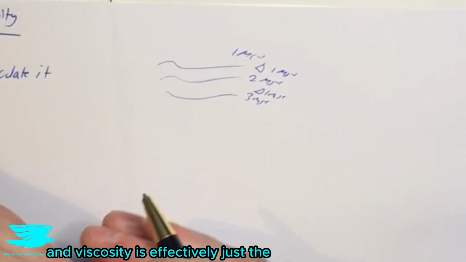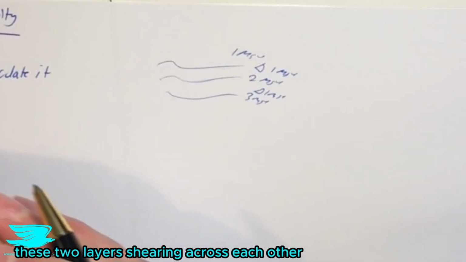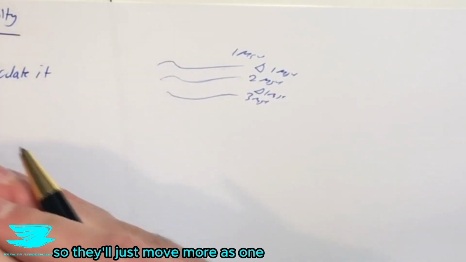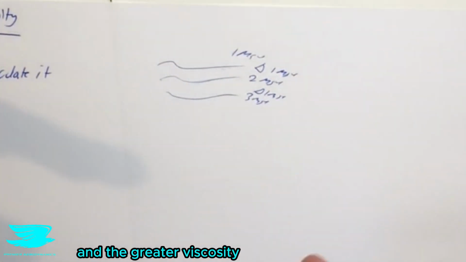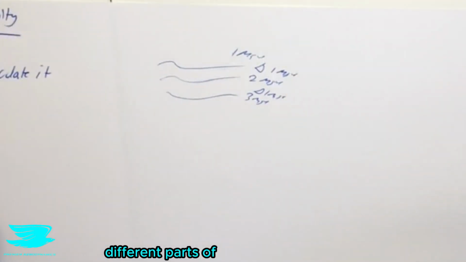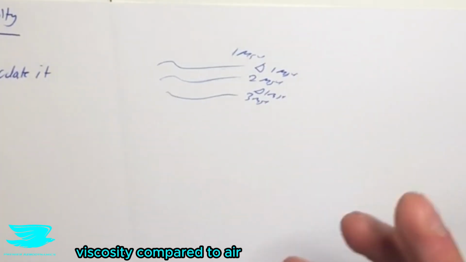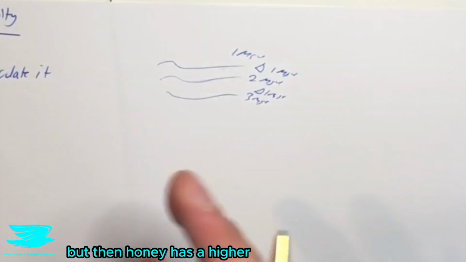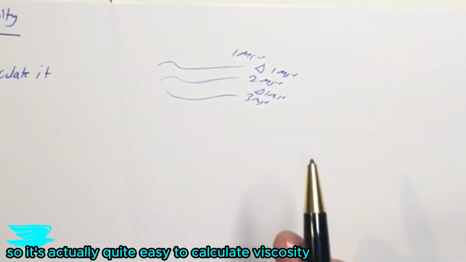And viscosity is effectively just the damping of this motion to try to stop these two layers shearing across each other, so they'll move more as one block as opposed to two different layers. And the greater the viscosity, the more resistance there is to this relative motion between the different parts of the fluid. So, for example, water has quite a high viscosity compared to air, but then honey has a higher viscosity compared to water. So it's actually quite easy to calculate viscosity.